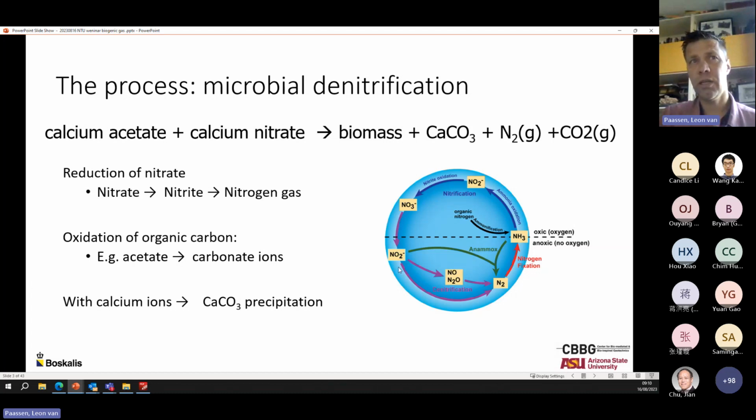In order to reduce the nitrate, you need an electron donor, or an organic carbon in this case, which will be oxidized. If you use, for example, acetate as the carbon donor, you produce carbonate ions or inorganic carbon, which remains in solution. If you do that in the presence of calcium, you will precipitate calcium carbonate. So if we use calcium acetate as carbon donor and calcium source, and calcium nitrate as the source of nitrate, we can produce biomass, calcium carbonate, nitrogen gas, and CO2 gas simultaneously in one single metabolic reaction.